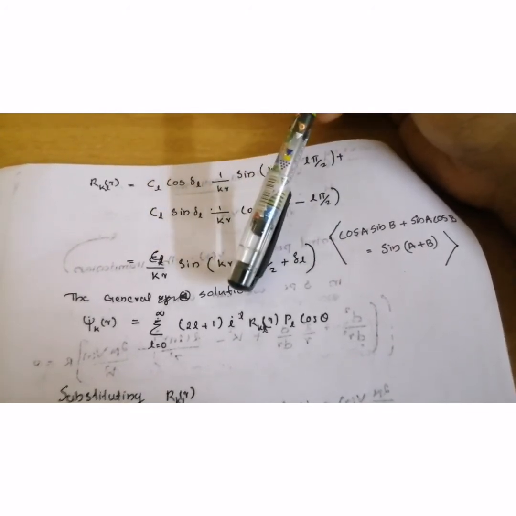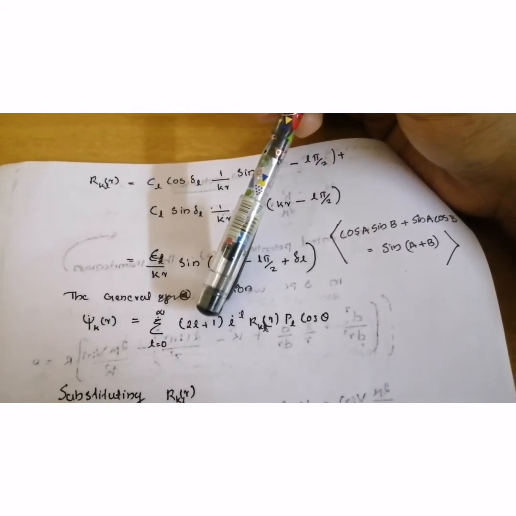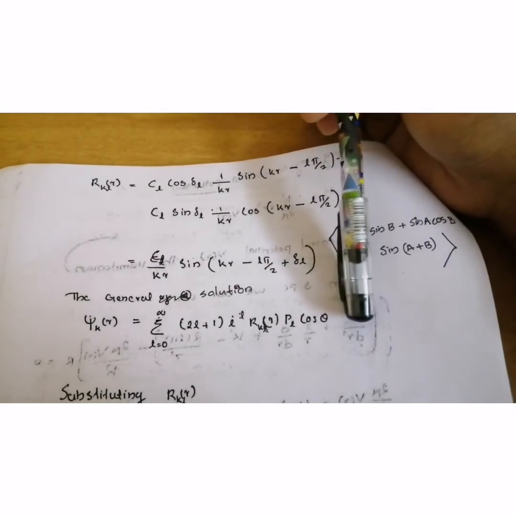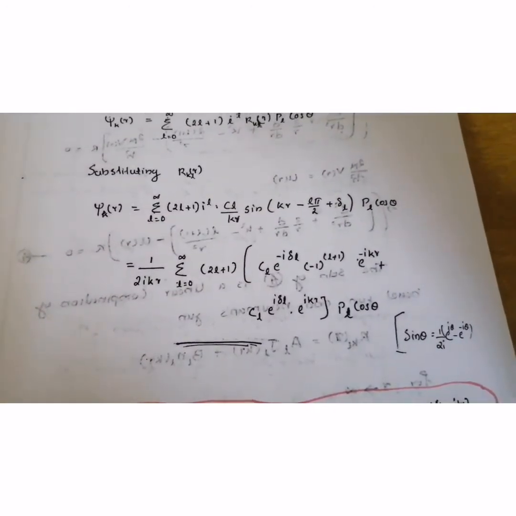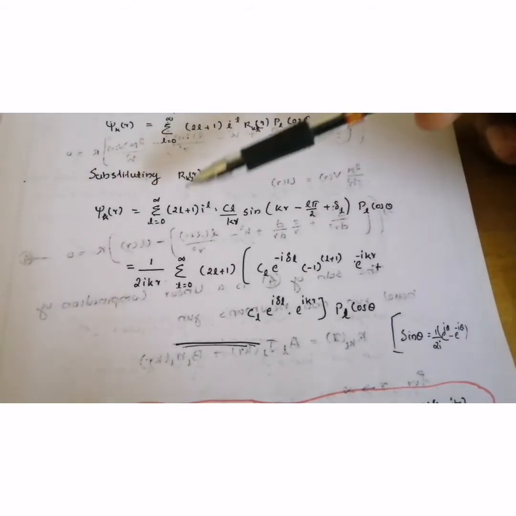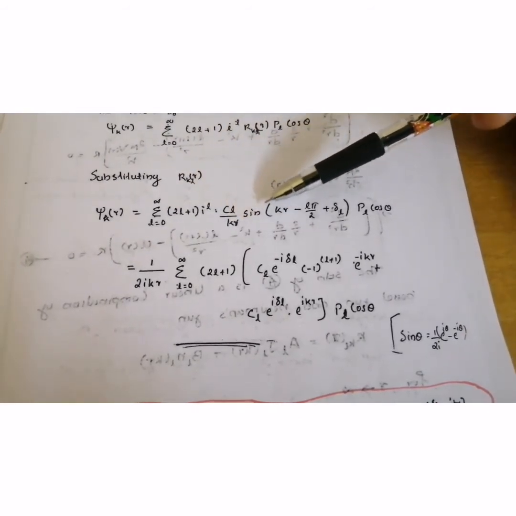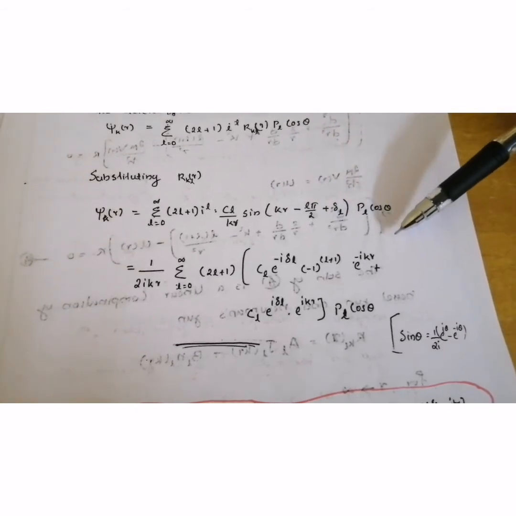Then the general solution can be written as psi_k(r) equal to sigma l equal to 0 to infinity (2l plus 1) i raised to l R_kl(r) P_l(cos theta). By substituting R_kl(r), we get psi_k(r) equal to sigma l equal to 0 to infinity (2l plus 1) into i raised to l C_l by kr sin(kr minus l pi by 2 plus delta_l) P_l(cos theta).